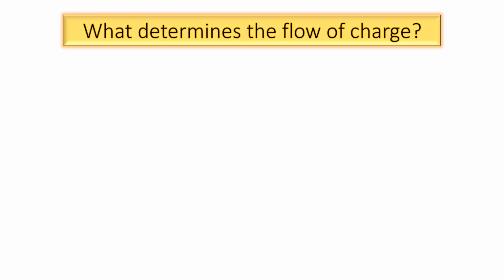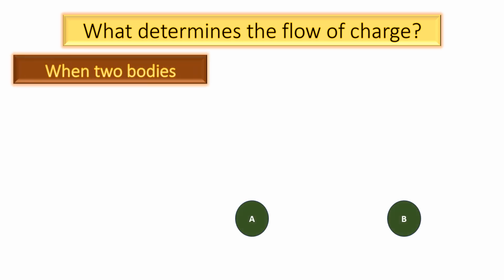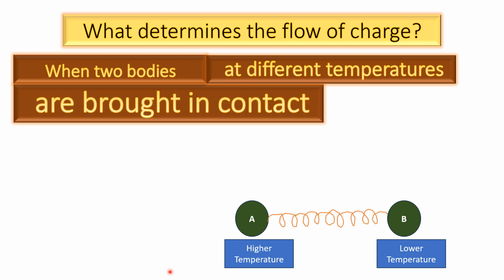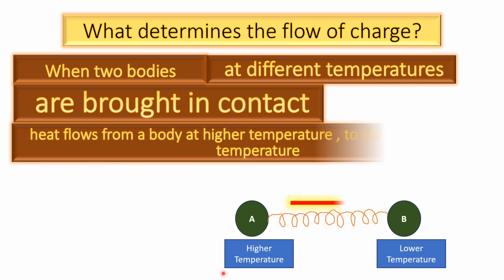Now, what determines the flow of charge? How will you understand from which direction to which direction the charge will flow? When there are two bodies, say two materials at different temperatures, the material A in this figure is at a higher temperature and the material B is at a lower temperature. Suppose these two bodies are brought in contact with the help of a metallic wire or any kind of conductor. What will happen immediately?